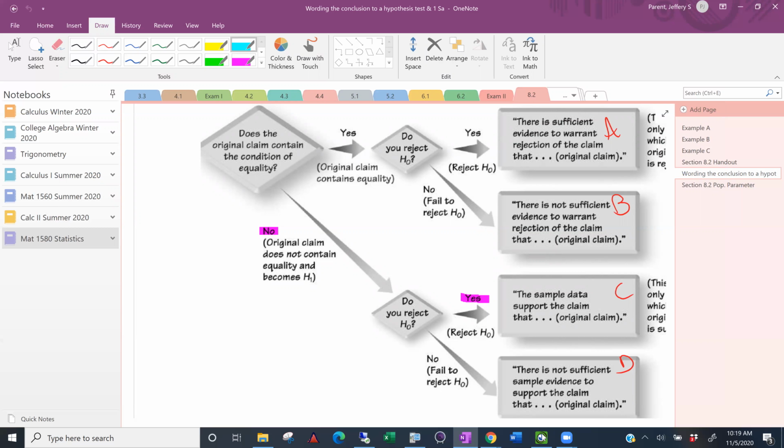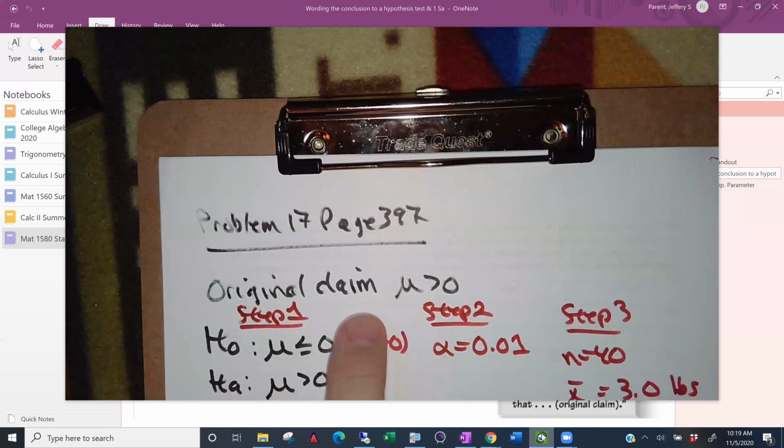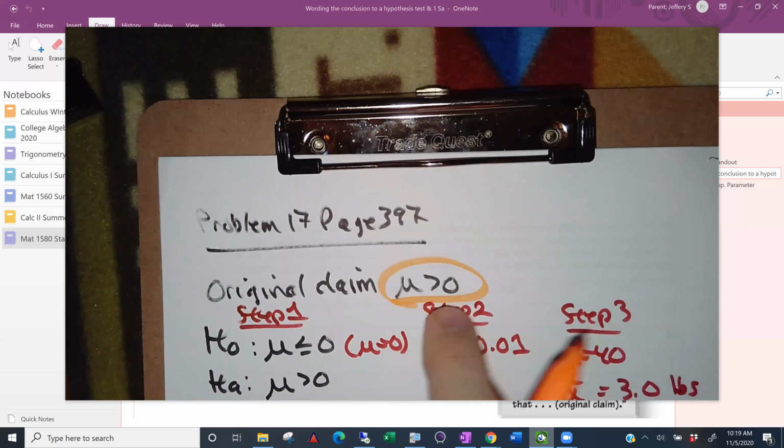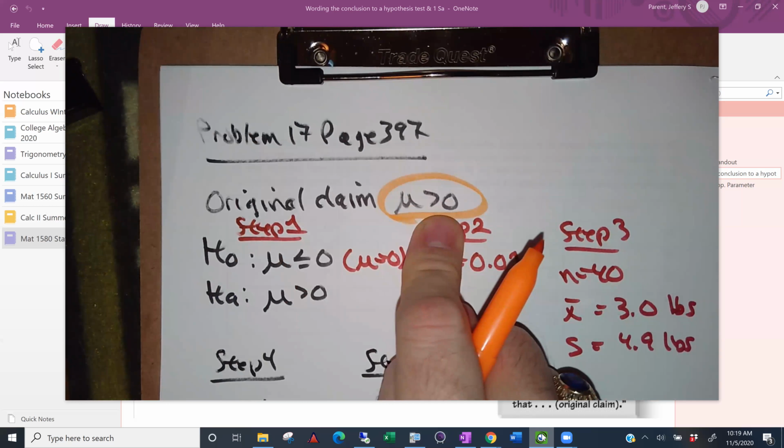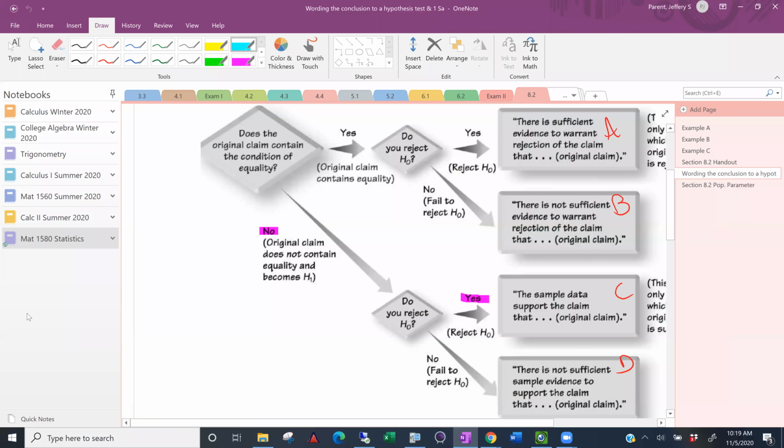So our original claim was that mu was greater than 0. Does that contain the condition of equality? No. So we got to follow the downward branch. So that's right here. Did we reject H naught? Yes. So that puts us right here for C. So we're going to use C to help state our conclusion.